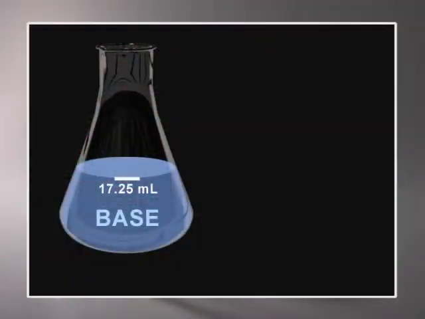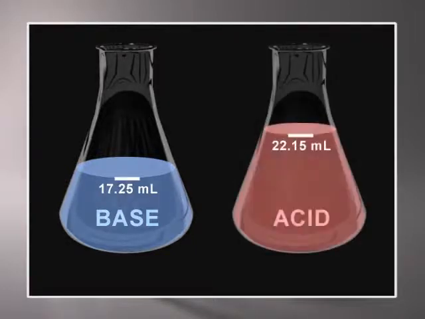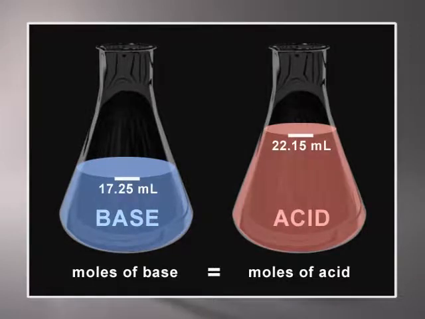Here's why. It only took 17.25 milliliters of the base to neutralize 22.15 milliliters of the acid. But since the acid and base reacted in a 1-to-1 mole ratio, the number of moles of acid and base had to be the same. So 22.15 milliliters of acid contained the same number of moles of acid as there were moles of base in only 17.25 milliliters of base. If the same number of moles of acid are in a larger volume than the base, the acid must not be as concentrated as the base.